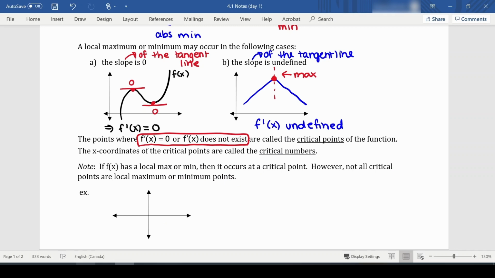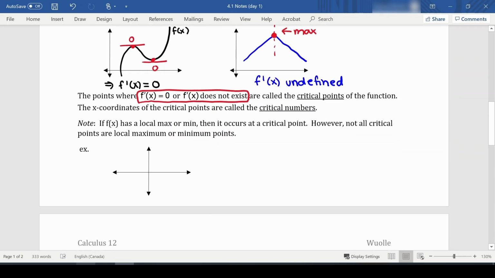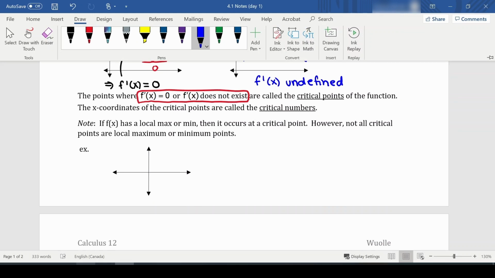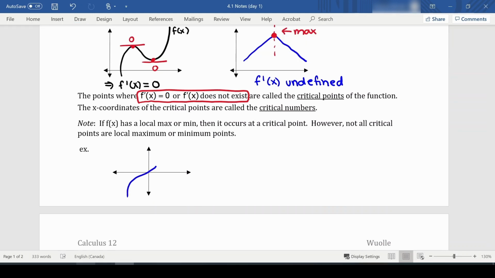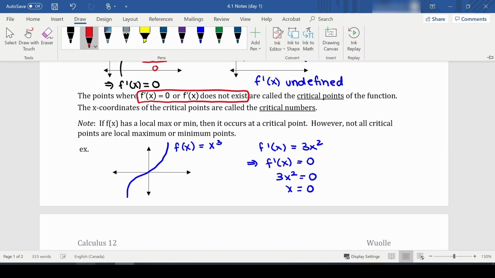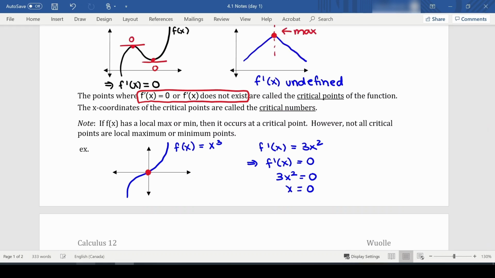So an example of where that might happen, where we have a critical point, but we don't have a maximum or a minimum, is something like this. What if f of x is equal to x cubed? Well, then f prime would be 3x squared. And so what we'd be looking for is where does f prime equal 0 or not exist? Well, f prime equals 0 if 3x squared equals 0 or if x equals 0. This means that I have a critical point at the origin.